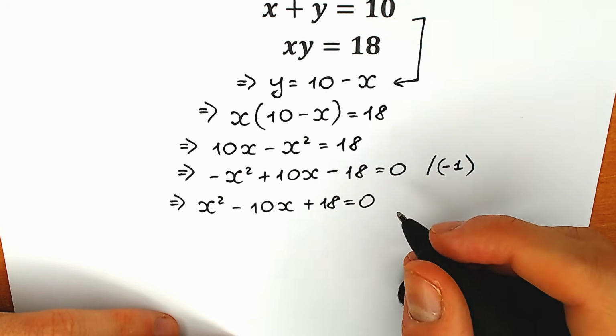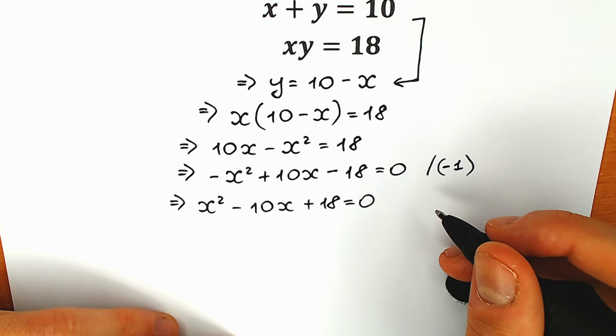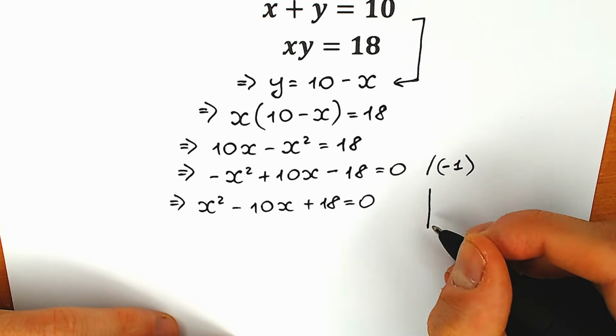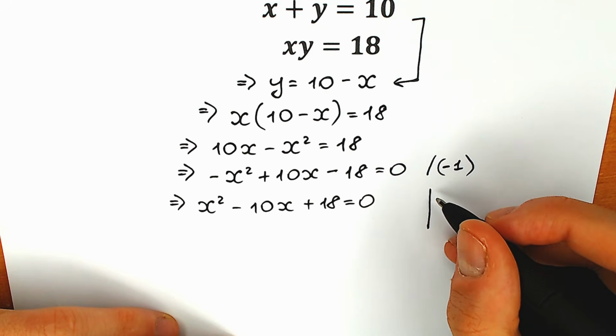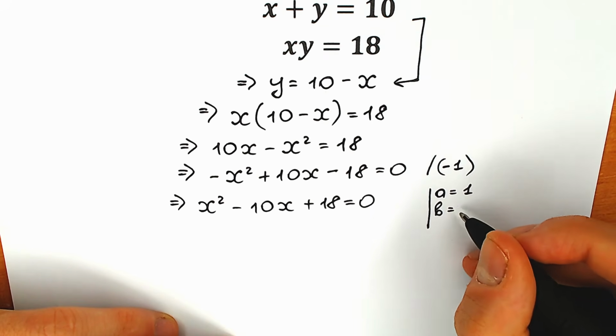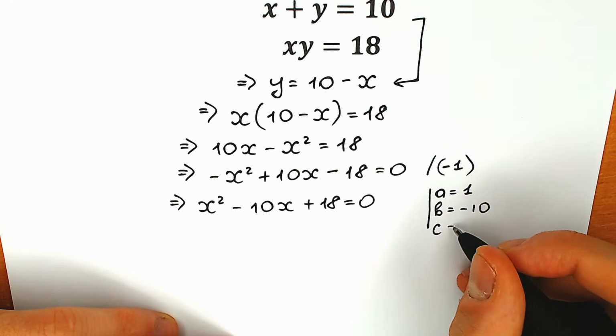Of course, this is up to you. I'm going to solve it according to the basic method of coefficients. Maybe there are a lot of students here who want to learn how to work with quadratic equations, so that's why I use the really classic and basic method of coefficients. A equals 1, B equals minus 10, and C equals 18.